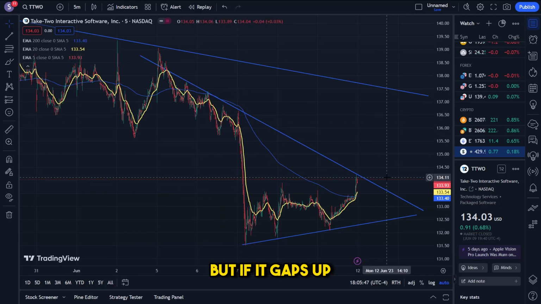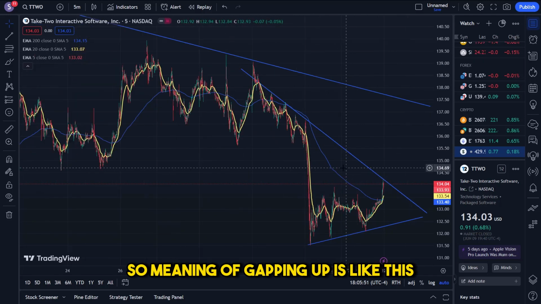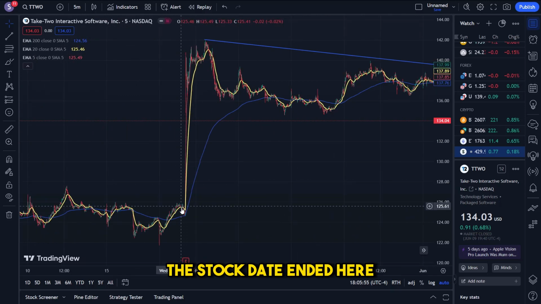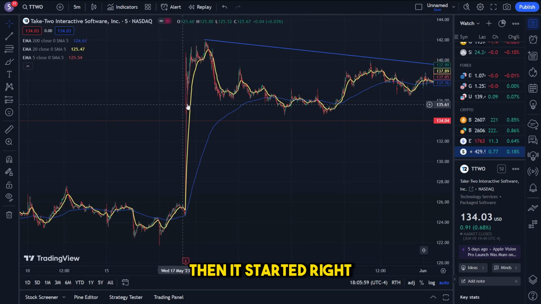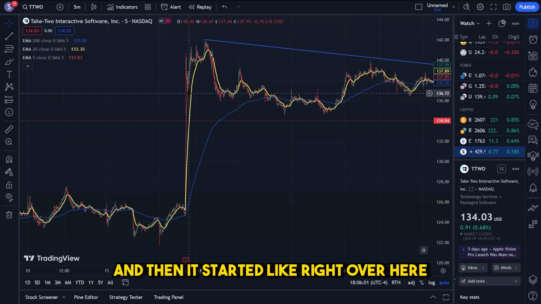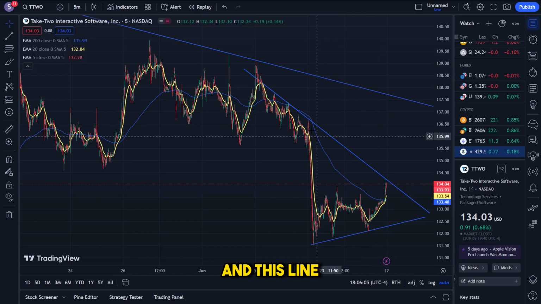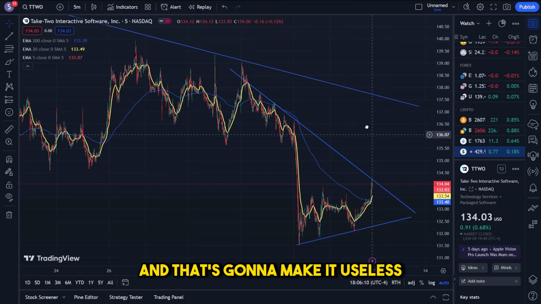But if it gaps up, then this line will be useless. So the meaning of gapping up is like this. As you can see here, the stock day ended here, but then the next day it gapped all the way up. And then it started right over here. So the same thing can happen here. The stock can just break out of this line if it gaps up. And that's gonna make it useless.